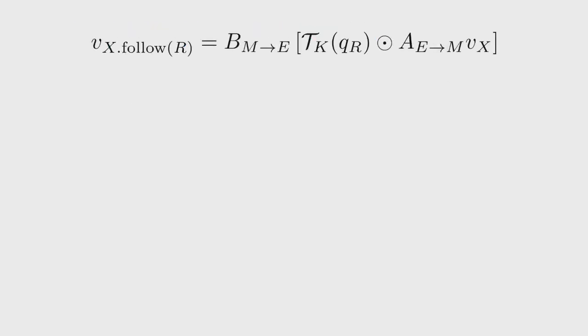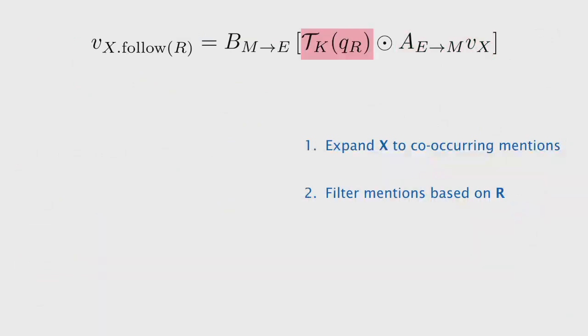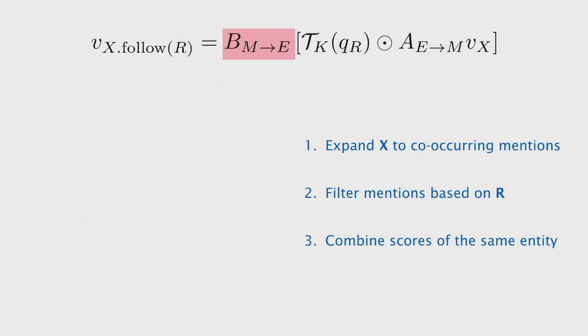So to summarize all those things in one equation, it looks something like this. We start with the sparse vector representing the input set of entities, and we end up with the sparse vector representing the output set of entities. The three steps that we took were: expand to co-occurring mentions, filter based on whether they satisfy the relation R, and then combine scores of the same entity to arrive at the output.